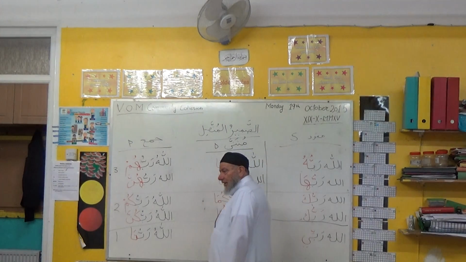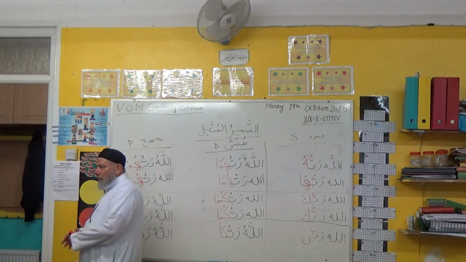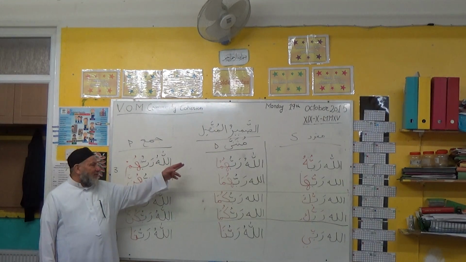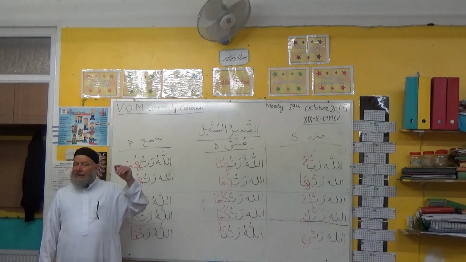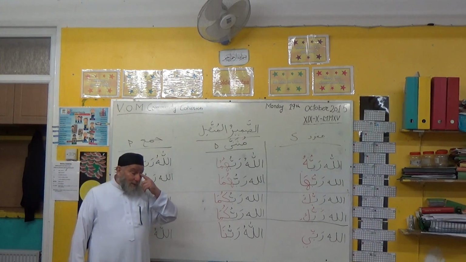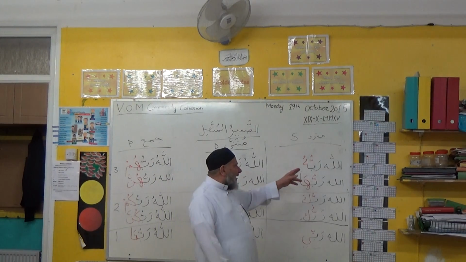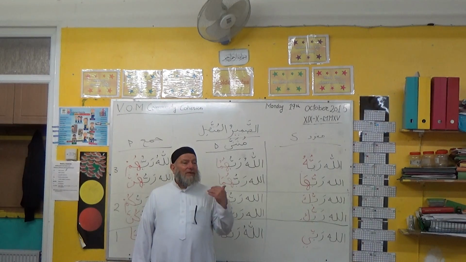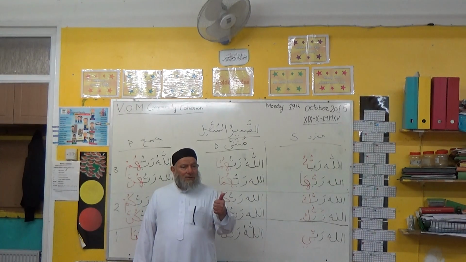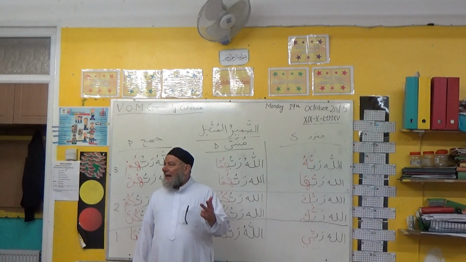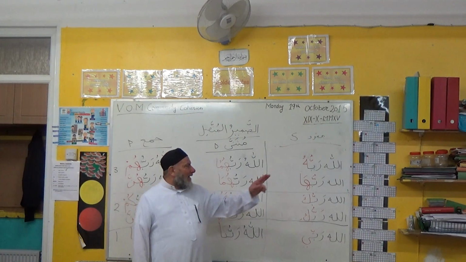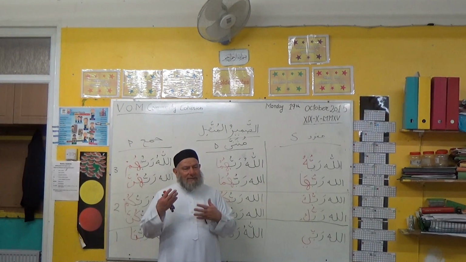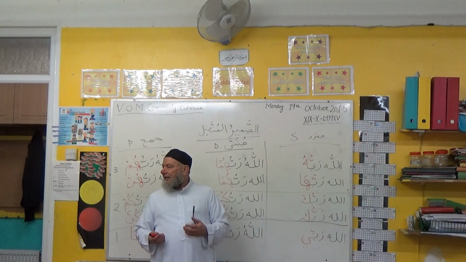Okay. Now with the ha, as you notice that it is hu all the time, yeah? This applies when before the ha is dhamma or fatha. But if before the ha is kasra or sukoon or ya, then the ha becomes hi. And this is to make the recitation or the pronunciation easy.